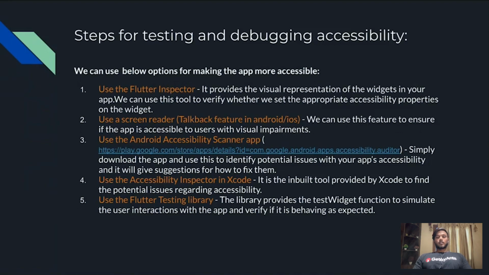Use the accessibility inspector in Xcode. Same as the scanner app for Android, we can use Xcode developer tools, which already provide the same functionality. So you don't have to explicitly download any app. And the last one is to use the Flutter testing library, which provides a test widget function to simulate the user interaction with the app and verify if it is behaving as expected.